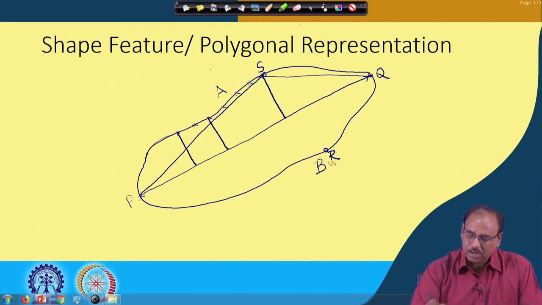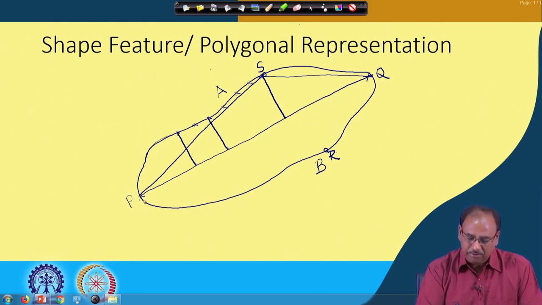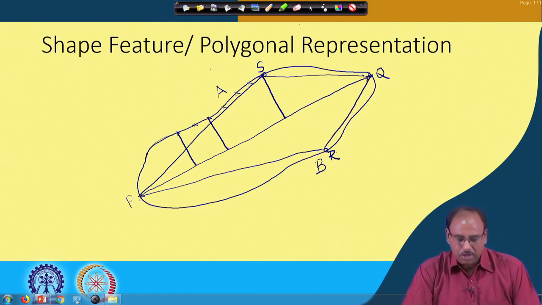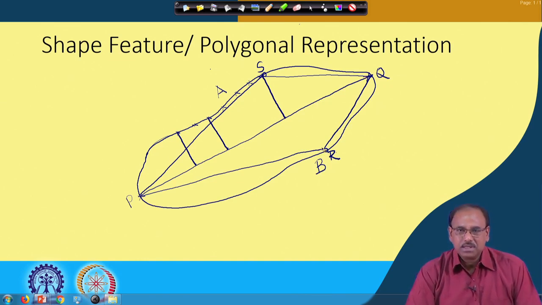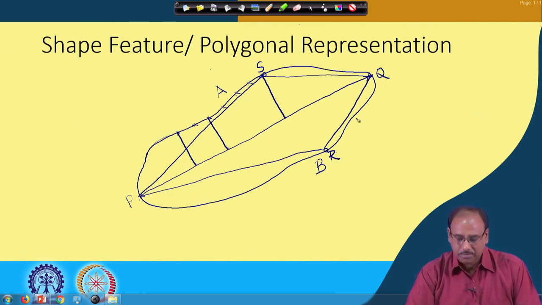So, this point R subdivides this lower part of the boundary segment P Q into 2 more segments. One is P R, the other one R Q. So, the next level of polygonal representation is by this. So, you find that up to this I have got a polygon P S Q R. This is the polygonal representation at this level of this arbitrary shaped boundary that we had.